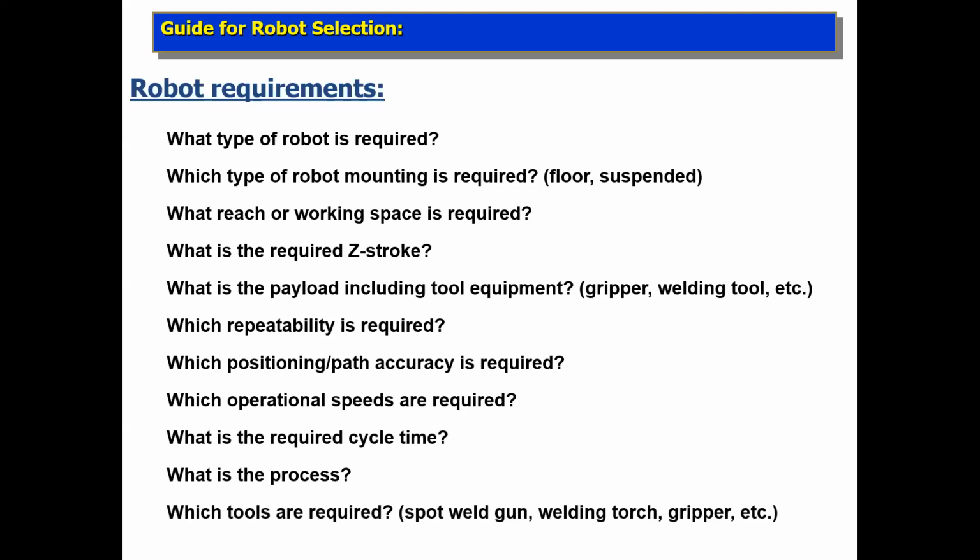Then repeatability is required. Then the accuracy of the positioning or the path. Do we need this different robot to robot? Which speed is required? Cycle time, obviously what process, and then somehow which tools for the process we need. And there are a lot of vendors for different tools, for example, weld guns, grippers. There are many of them, and you have to find the right one.